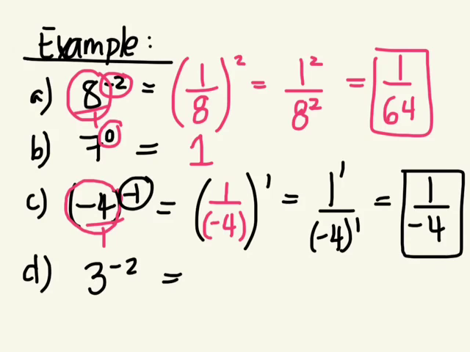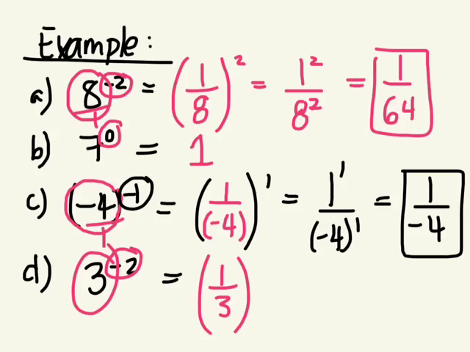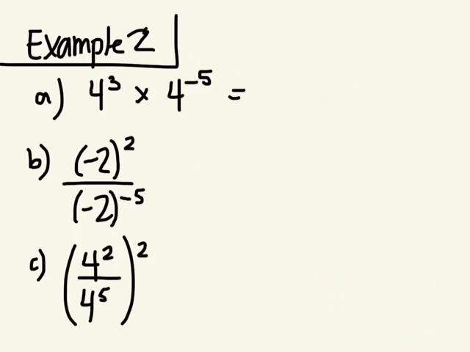Okay, so again, the reciprocal of 3 is 1 over 3, all of this to the power of 2. It becomes 1 to the power of 2 over 3 to the power of 2. What's 1 times 1? 3 times 3? 1 over 9. Okay, so for the first one, we have to apply all the rules now.